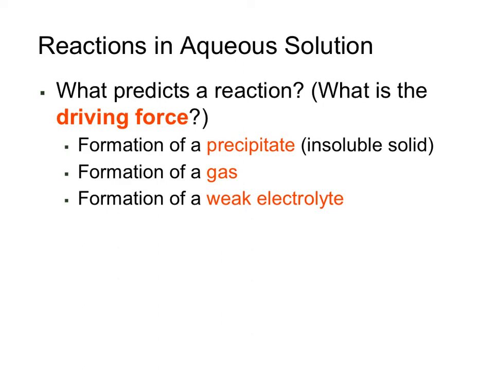In this video, we're going to focus on a particular type of reaction called the precipitation reaction, and how we can write those in what we call a net ionic equation. When we're looking at aqueous reactions, in other words, reactions in which all of our reactants are dissolved in water, we have to look at what might drive that reaction, at what might make it happen.